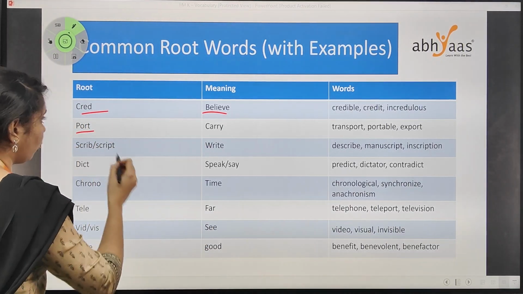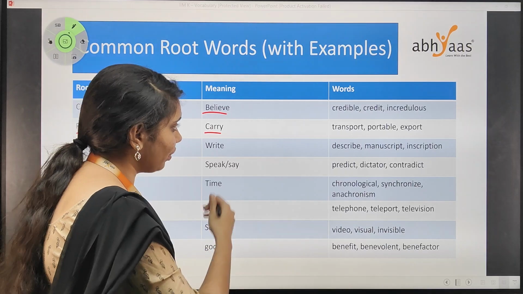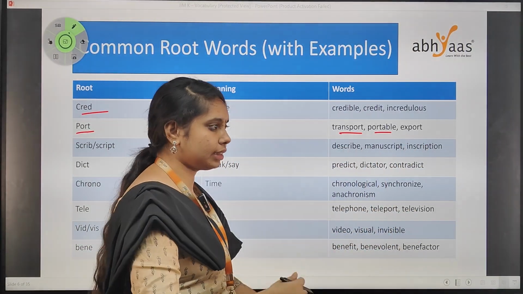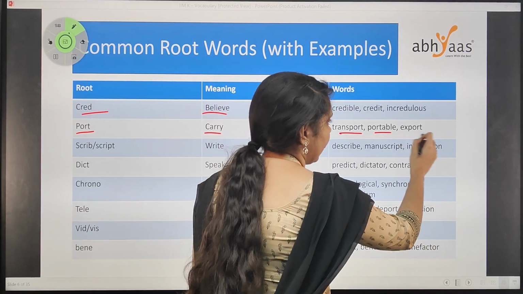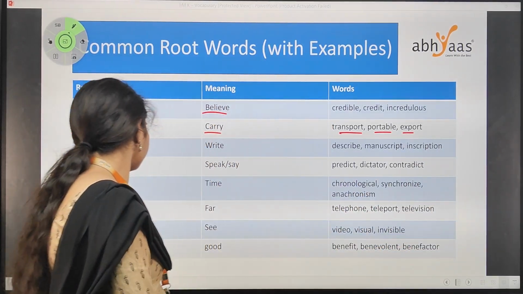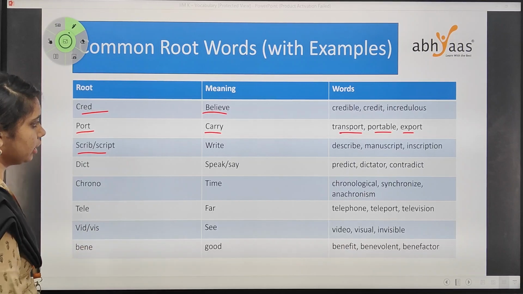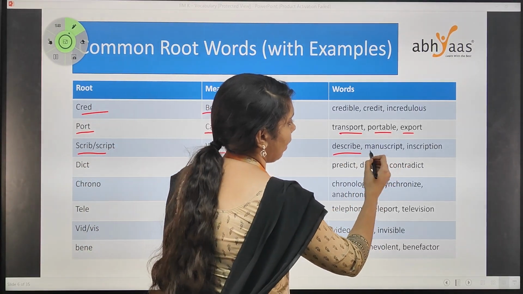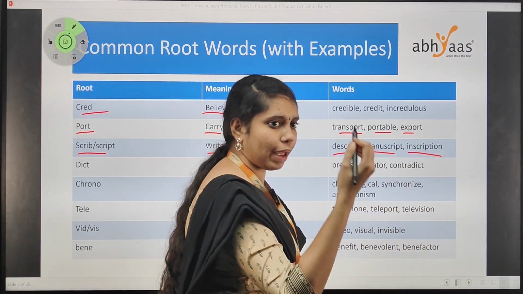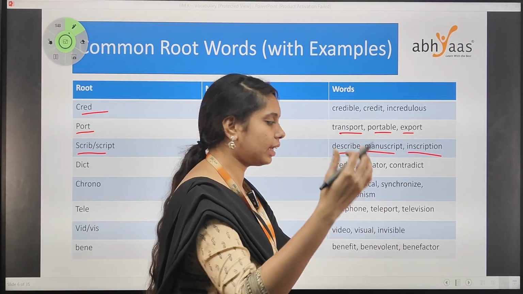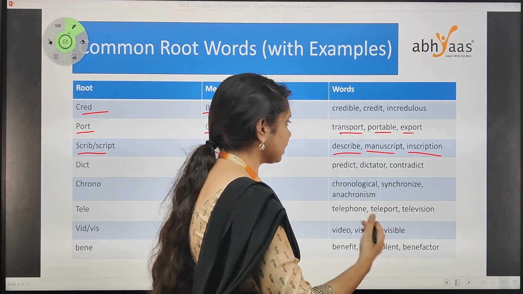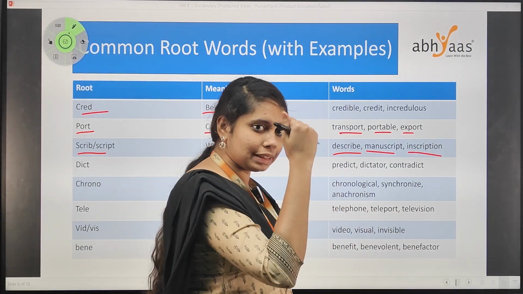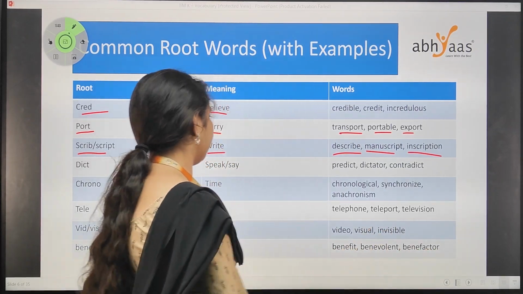Now we have port. Port is nothing but to carry, just like how we have seen in the previous example. Transport, portable. Portable is when something is movable from one place to other. Export, import, right? Then we have scribe or script, which is to write. Okay, we have the words such as describe, manuscript, inscription. Manuscript, manu is hands. Okay, when you write something with your own hands, that becomes your manuscript. Describe is when you write in detail, right? And inscription is when you inscribe on a stone or a metal, right?